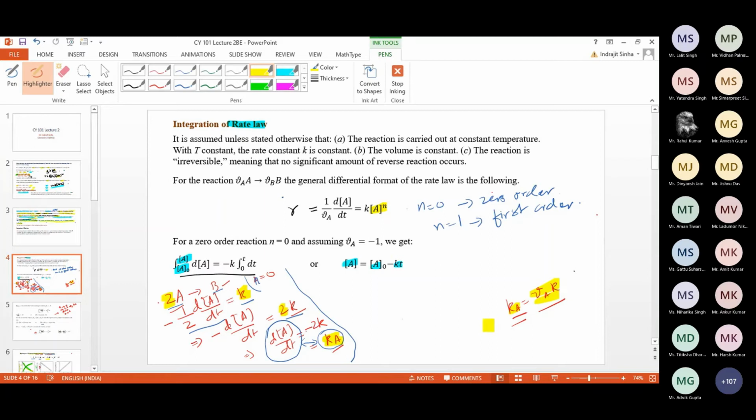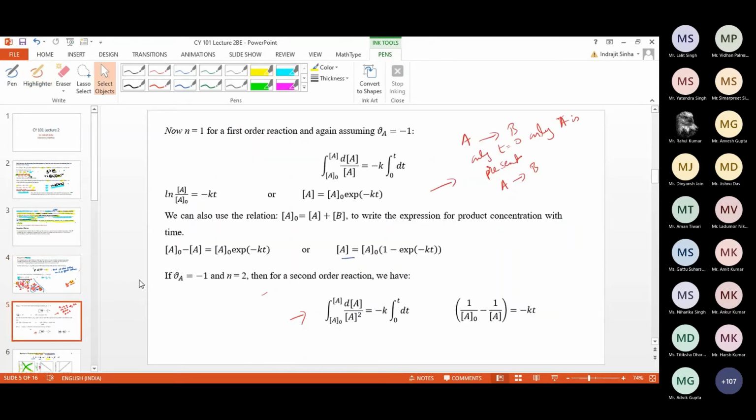So we are talking about two terms: Ka, the rate constant for the consumption of A, and K, the rate constant for the reaction itself. Okay, and there is a relation between the two.